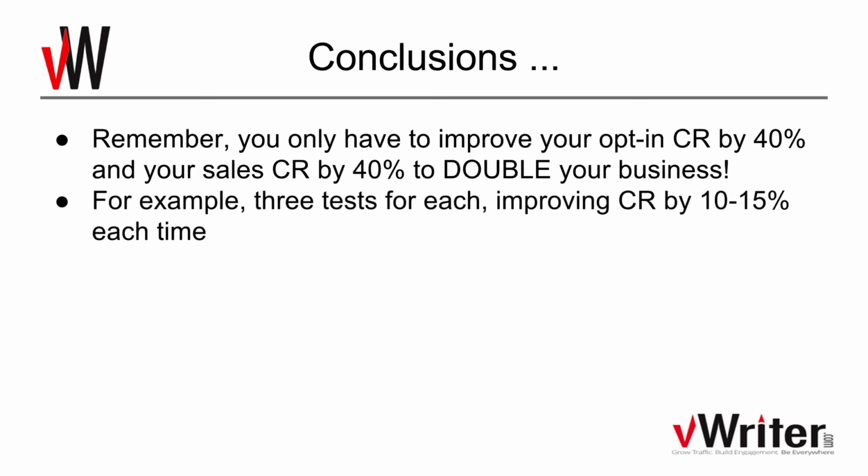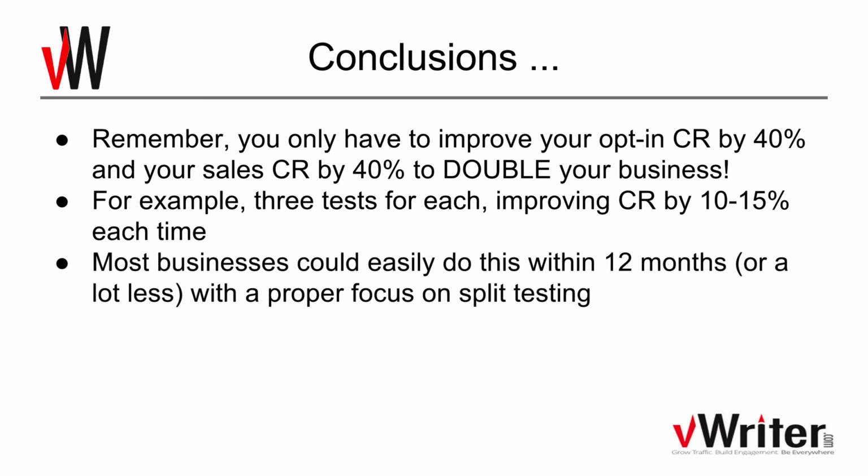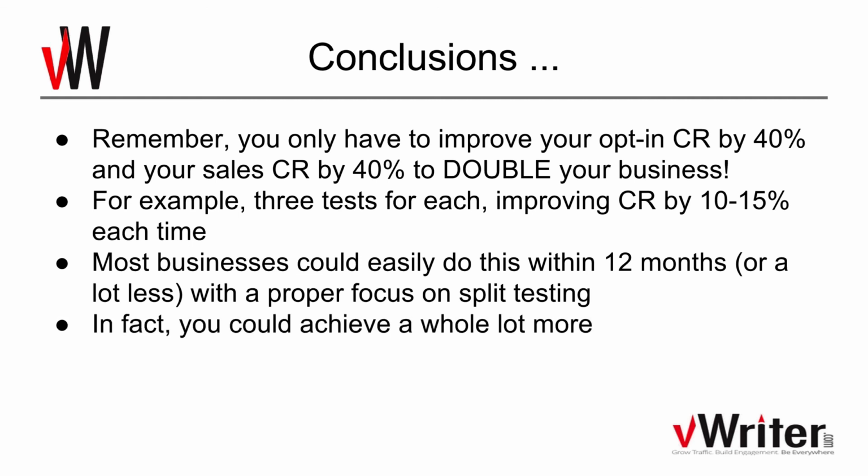Let's run through an example. So 3 tests for each, improving your conversion rate by 10 to 15% each time. Most businesses could easily do that within 12 months, often a lot less, with a proper focus on split testing. So really, improving that conversion rate by 40% doesn't take a great deal to do. As I've said, 1 test could do it. It could just be 2 or 3 tests with those results compounded. And you could probably achieve a whole lot more than just doubling your business.